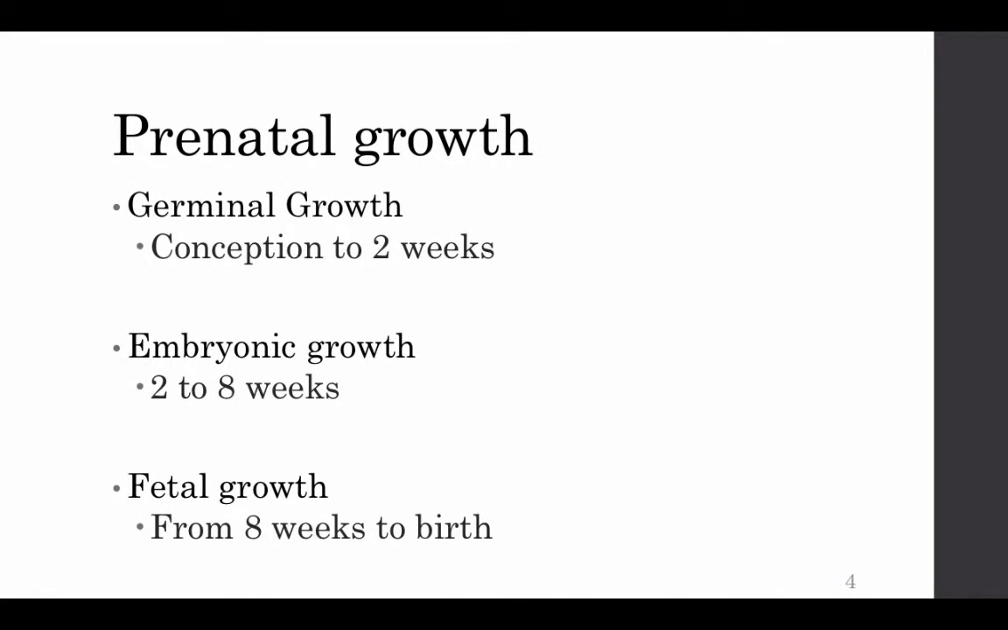To start, we're going to cover prenatal growth. There are three main stages of prenatal growth that take place: germinal, embryonic, and fetal growth. Germinal growth occurs from conception to 2 weeks, embryonic growth occurs from 2 weeks to 8 weeks, and fetal growth occurs from 8 weeks to birth.